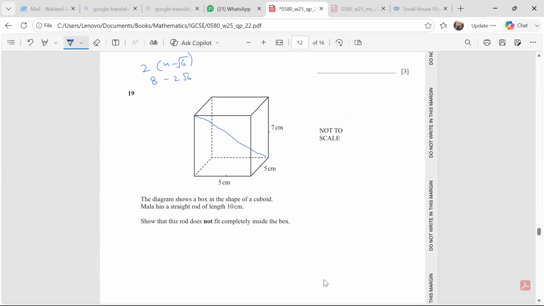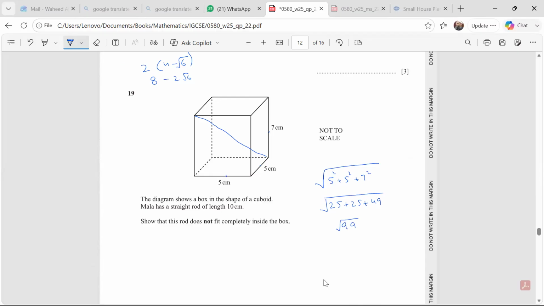Basically, we are applying Pythagoras for 3 sides, 1, 2, and 3. So this length squared would be equal to 5 squared plus 5 squared plus 7 squared. Does it make sense? 5, 5, 7. So it will become 25 plus 25 plus 49. 25 plus 25 is 50. 50 plus 49 is 99.